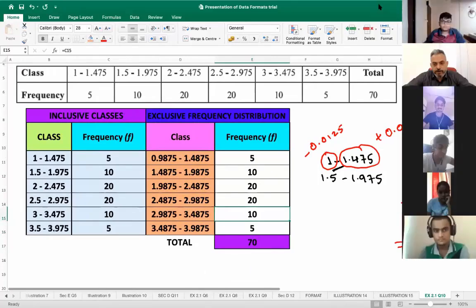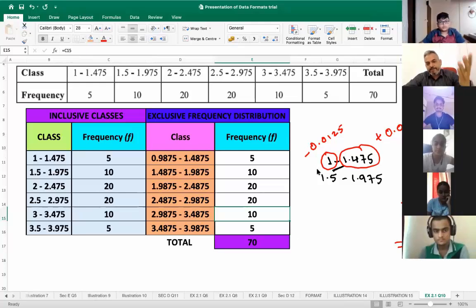Now is this clear to all? Does everyone know how to do it? Yes, sir. Okay, there is no need to go to each one and do plus minus because they are all equal class length. I hope you understood it.